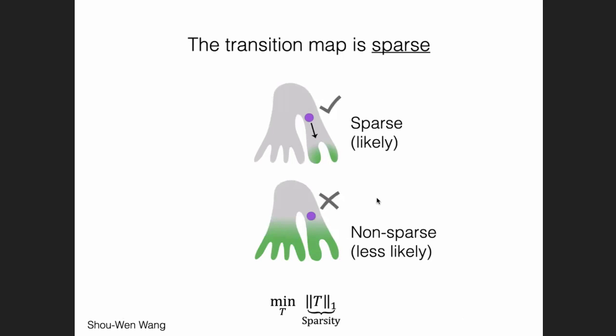And the first one, which is very reasonable, is to think about the fact that most cells cannot access most states. A cell in a particular state is only likely to access a few states that you observe in the system, and that is known as sparsity. So the transition map is likely to be sparse, and that can be enforced by enforcing an L1 norm on the transition map.